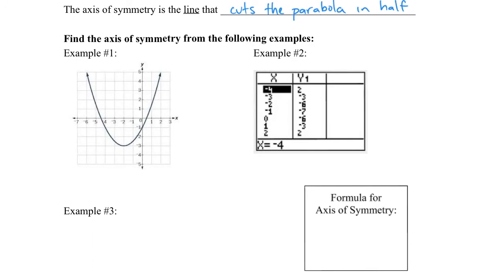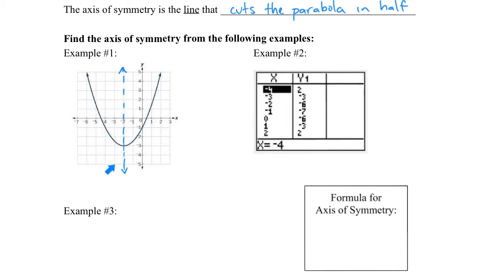So we're going to do that. Everything we're going to do in this unit, we're going to do 3 ways. We need to be able to do it from a picture, from a table, and algebraically, which means just given a function. From a picture is really simple. All we're going to do is find where the parabola is cut in half. And there it is.